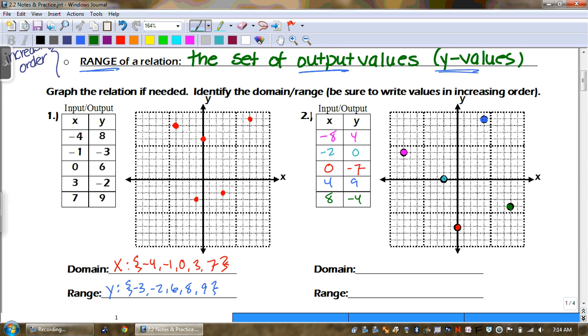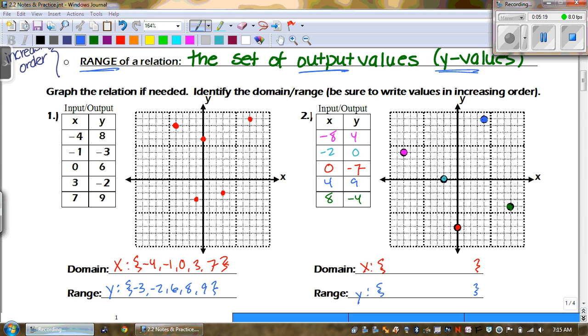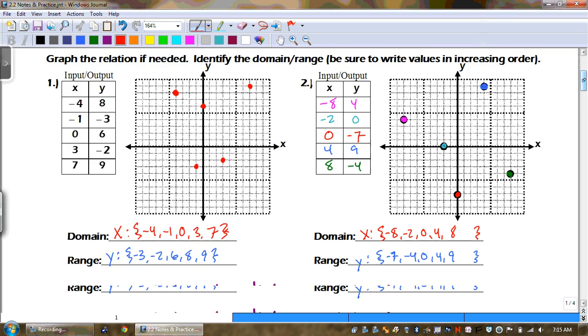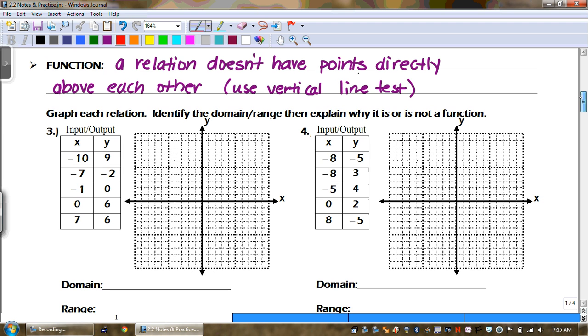Now I'm going to have you pause the video one more time because I want to see if you can tell me what the domain is and the range. Remember to write those in increasing order. All right, let's pause the video and good luck. Okay, and there are the answers. How'd you do? Hopefully it was good. Now, let's move on to the next part.